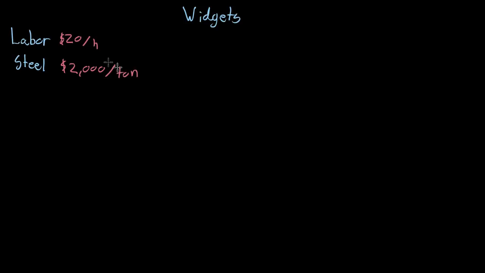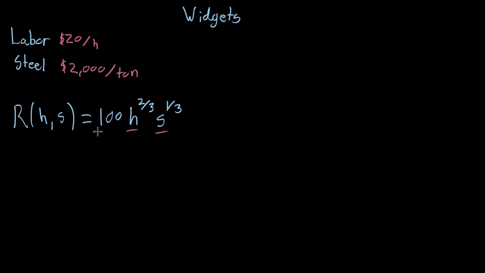And then you've had your analysts work a little bit on trying to model the revenues you can make with your widgets as a function of hours of labor and tons of steel. And let's say the revenue model that they've come up with, the revenue as a function of hours of labor h and then s for steel, is equal to about 100 times the hours of labor to the power 2/3 multiplied by the tons of steel to the power 1/3. If you put in a given amount of labor and a given amount of steel, this is about how much money you're going to expect to earn.